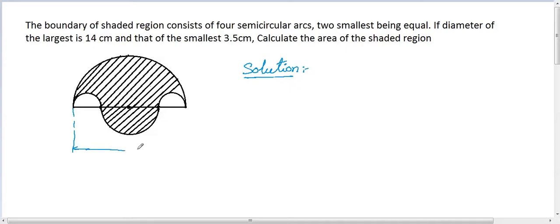So let's say the given diameter of the largest semicircle is 14 centimeter, which is this one, and the diameter of the smallest semicircle is 3.5 centimeter, these two diameters are 3.5, and finally the middle one, the semicircle below, has a diameter of 7 centimeter.